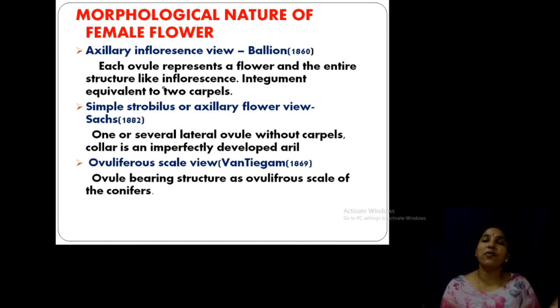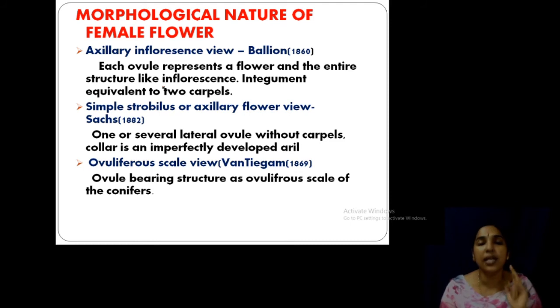So, the female flower, while describing the structure, you now have a clear idea that it has some similarity with the angiosperm flower. So how is this interpreted? It is interpreted differently by various scientists. According to Baillon, this is an axillary inflorescence. Each ovule is like a flower, and the entire structure is an inflorescence.